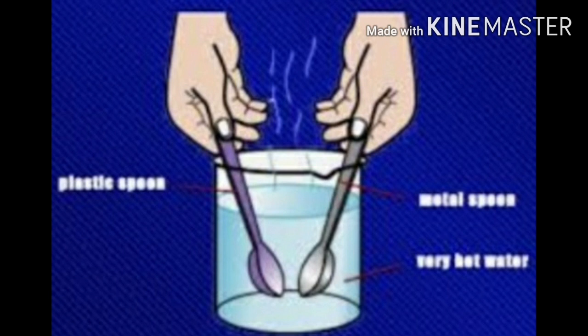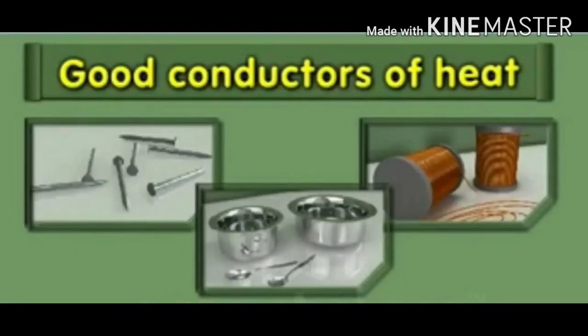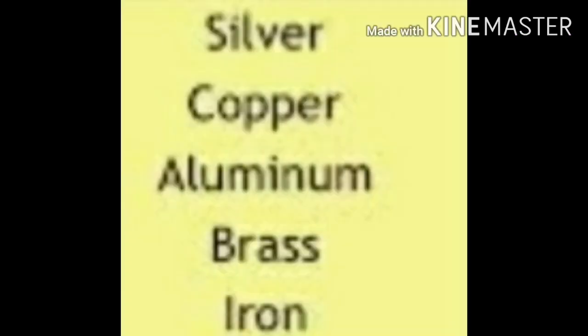Those materials which allow heat to pass through them easily are called good conductors of heat. All the metals are good conductors of heat. For example, the metals such as silver, copper, aluminium, iron, mercury are all good conductors of heat. All the objects made of metals and metal alloys are good conductors of heat.